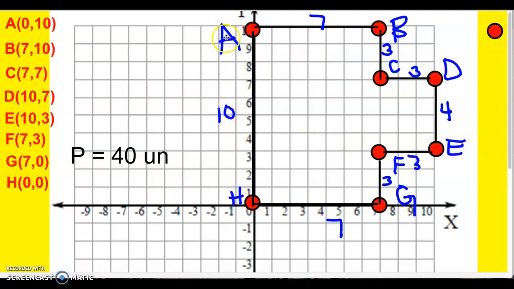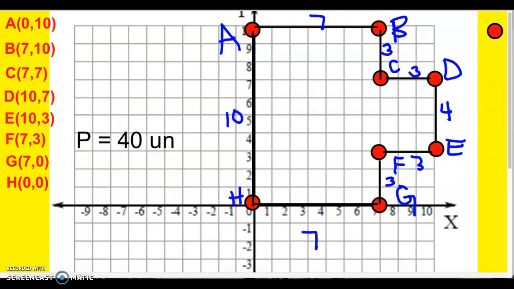I labeled the number of units going all around. So this line segment was 10, this is 7, and again, the way I get my number of units is I say it goes from 0 to 7, which makes this 7 units. This goes from 0 to 10, which makes this 10 units. This goes from 0 to 7, which makes this 7 units, and so on. This was 3, this was 3, this is 4, this is 3 right here, so this number 3. And this was also 3. Okay, when I add up all the numbers outside, I get 40 units for my perimeter.